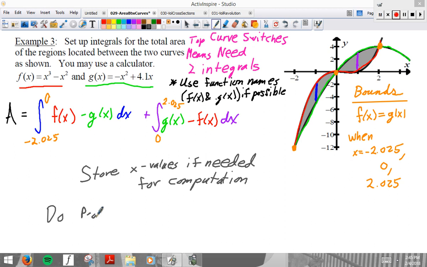Do problems 1 through 7 on page 122. Check if you got the answers right.